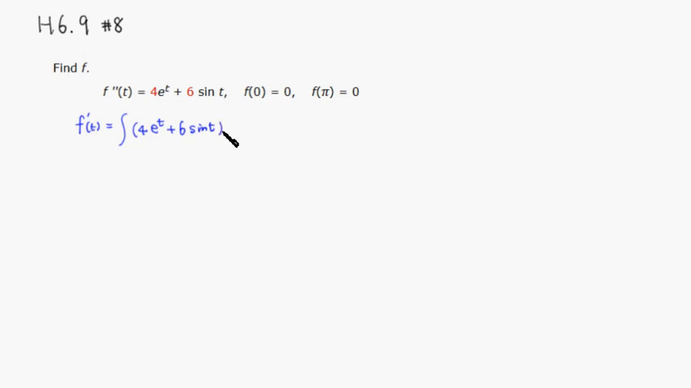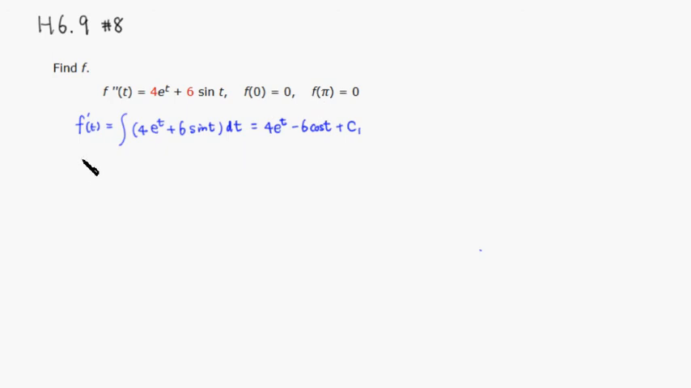Alright, so let's take the antiderivative. The antiderivative of 4e to the t is 4e to the t. And the antiderivative of sine of t is negative cosine, so it's negative 6 cosine of t, plus some constant, so I'll put c1. Then we cannot actually use these conditions yet because it's f of 0, not f prime. So we're going to wait.